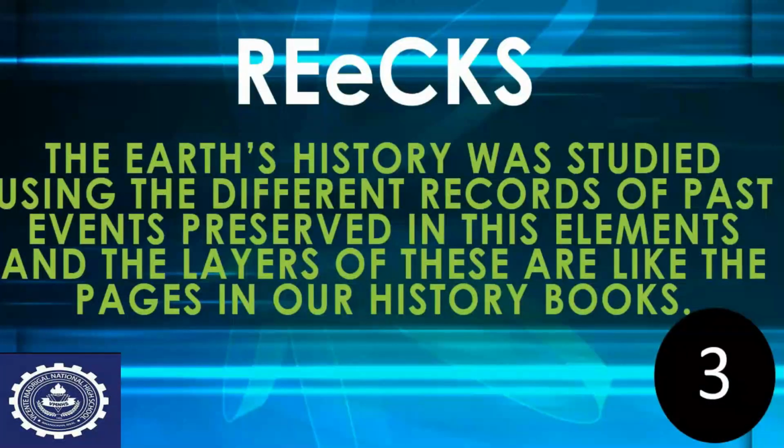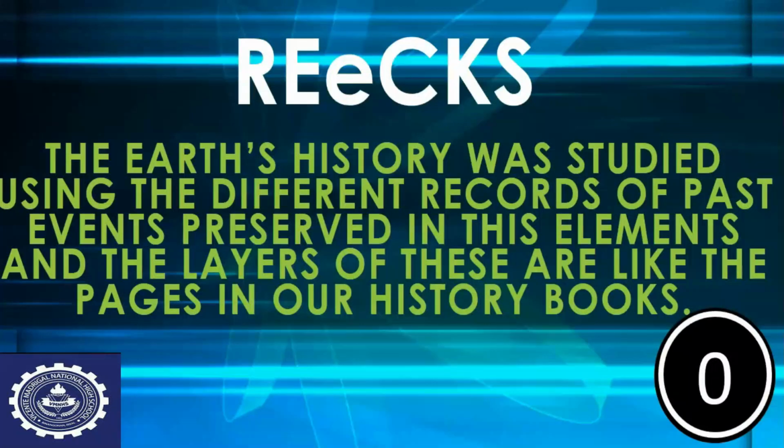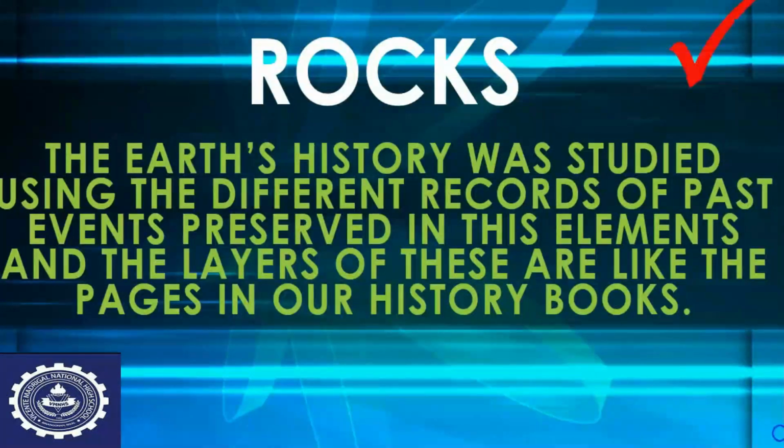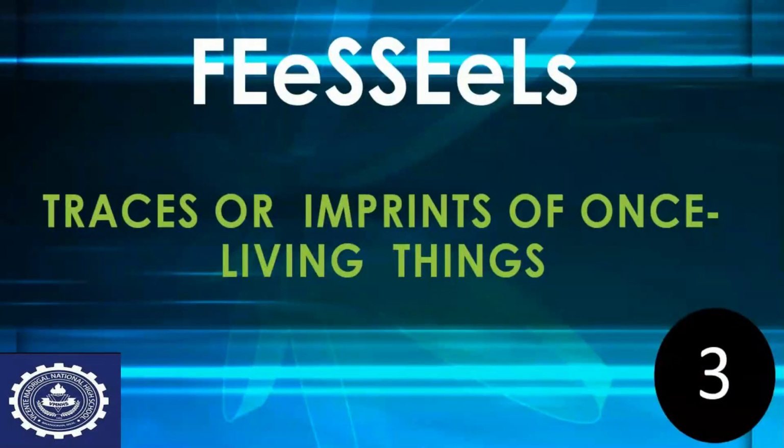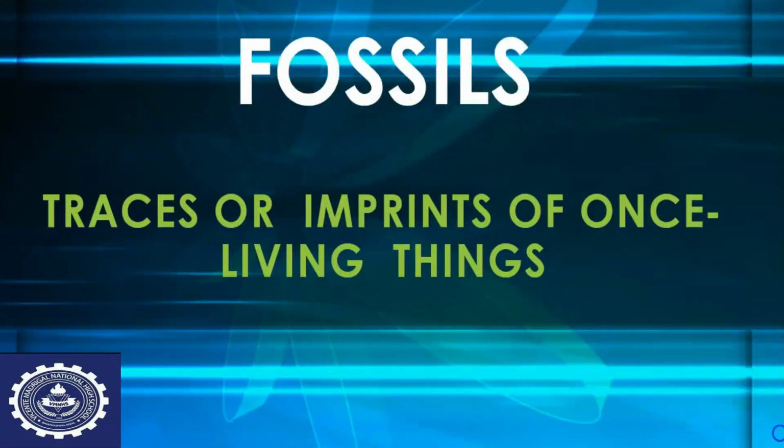The Earth's history was studied using the different records of past events preserved in these elements, and the layers of this are like the pages in our history books. Your 3 seconds starts now. The correct answer is rocks. You rock! Traces or imprints of once living things. Your 3 seconds starts now. The correct answer is fossils. Perfect!